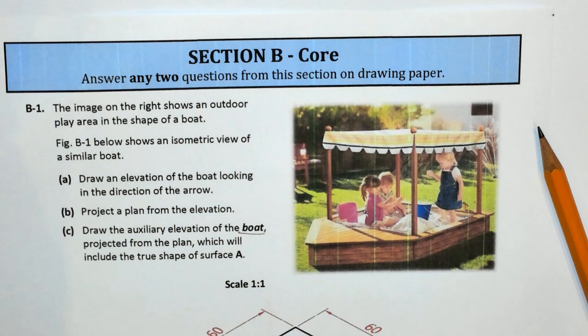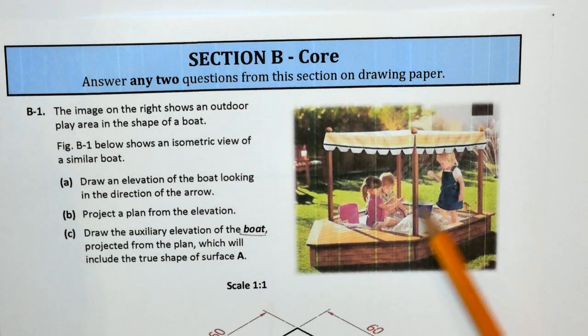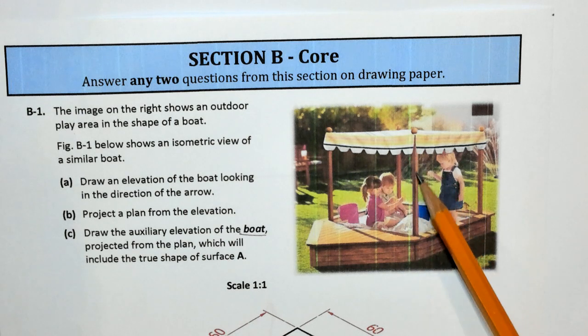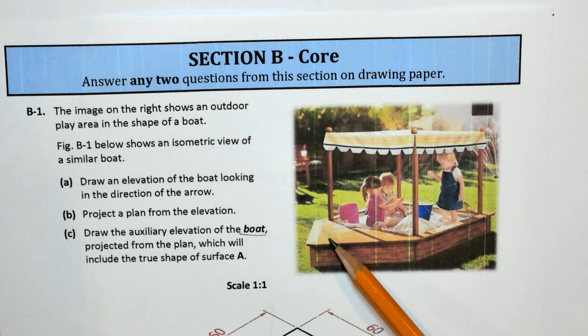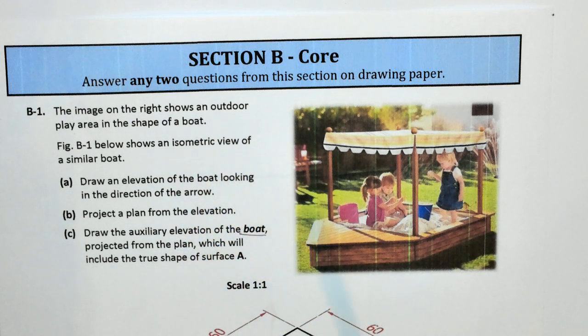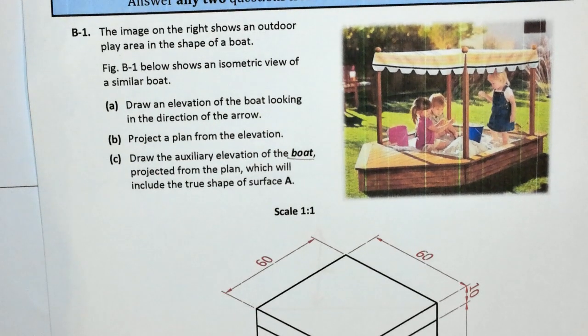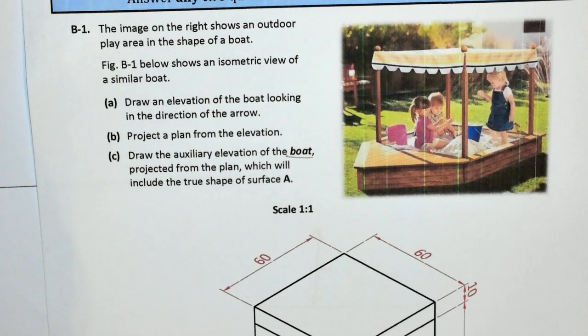It says the image on the right shows an outdoor play area in the shape of a boat. Okay, you can see it there, the outdoor play area. There's a bit of a canopy over and there's 4 poles going up the side. Okay, a slope front. It says below shows an isometric view of a similar boat. Our isometric is our 3D view of that boat there. Okay, it says draw the elevation of the boat looking in the direction of arrow A.